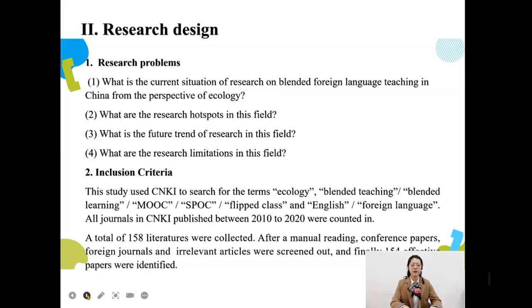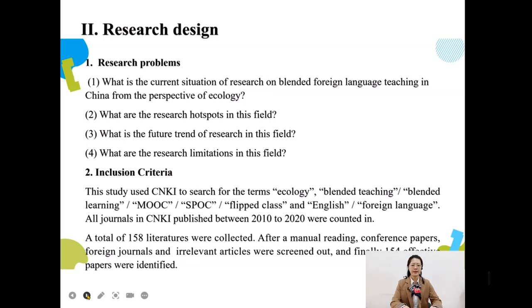And now let's come to the second part, the research design. This study tries to answer the following 4 questions. First, what is the current situation of research on the blended foreign language teaching in China from the perspective of ecology? The next one is, what are the research hotspots in this field? The third one, what is the future trend of research in this field? And the last one, what are the research limitations in this field?